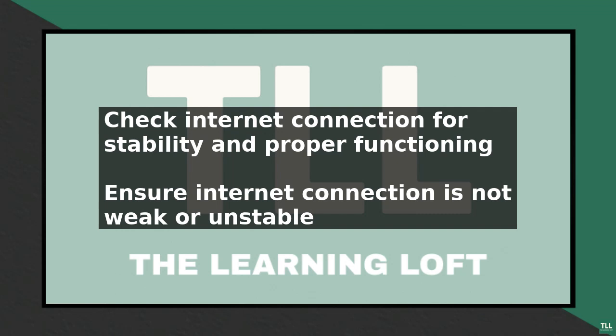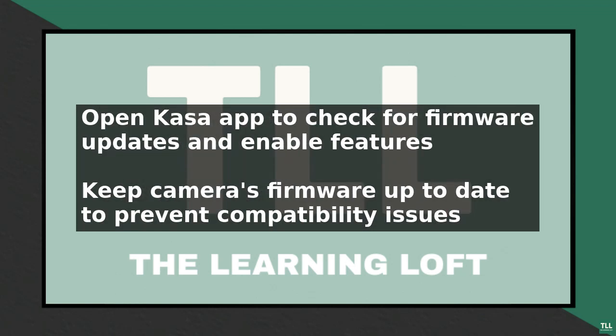Next, open the Kasa app on your smartphone or tablet and check for any firmware updates. Outdated firmware can cause compatibility issues, so it is essential to keep your camera's firmware up to date.